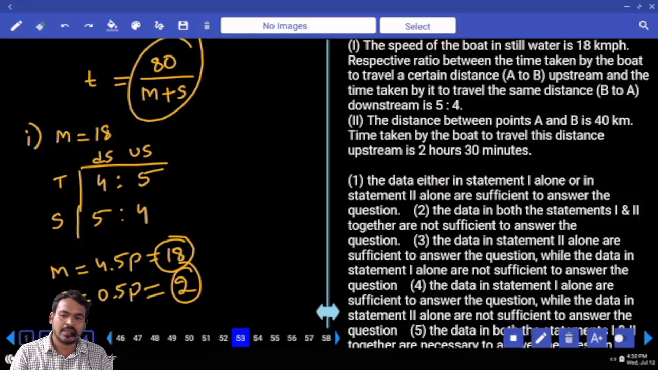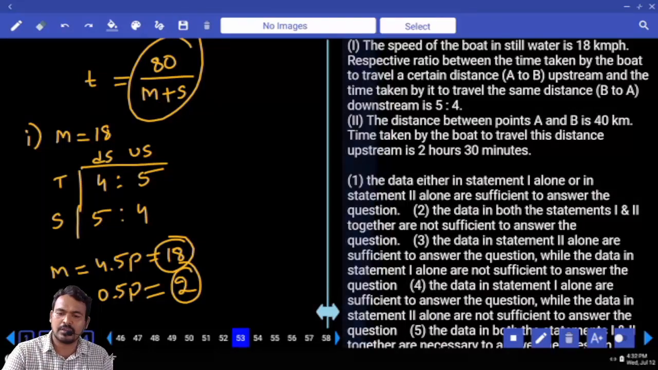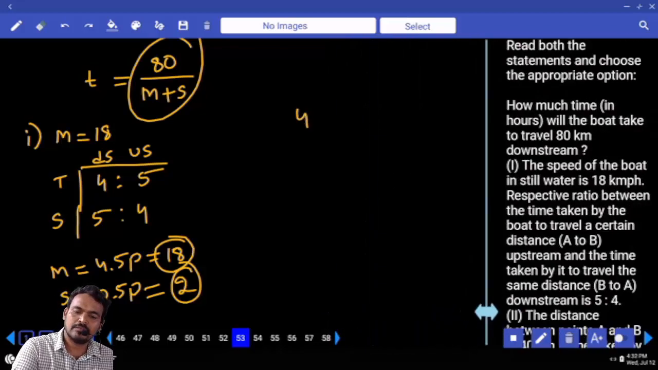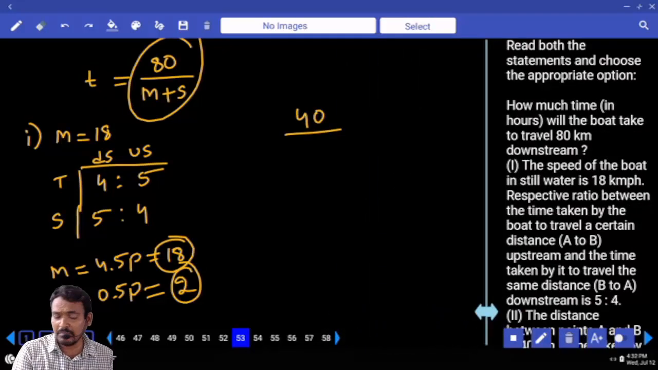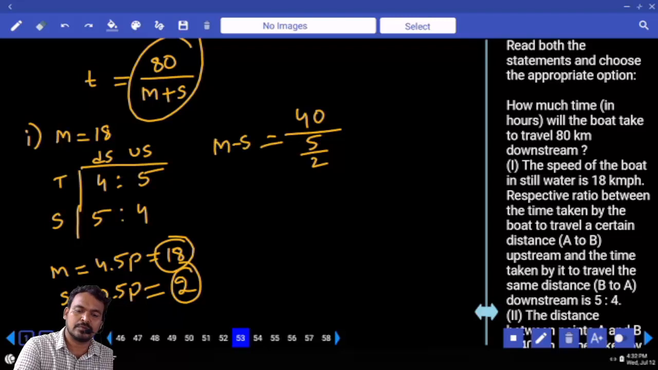For the second statement, the distance between points A and B is given as how much? 40 kilometers. Time taken by the boat to travel this distance upstream is 2 hours 30 minutes. That means distance is 40, time is 2.5 hours, which is 5/2. This is equal to upstream speed or downstream speed? Upstream speed. That means M minus S or M plus S? M minus S. Again, the M and S values are unknown.